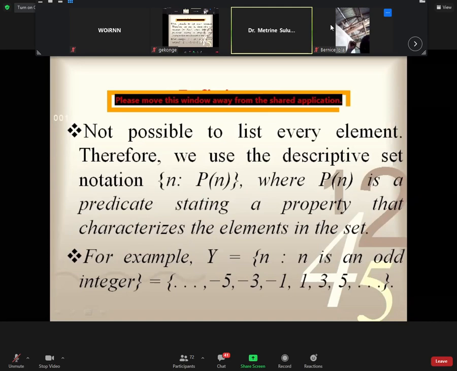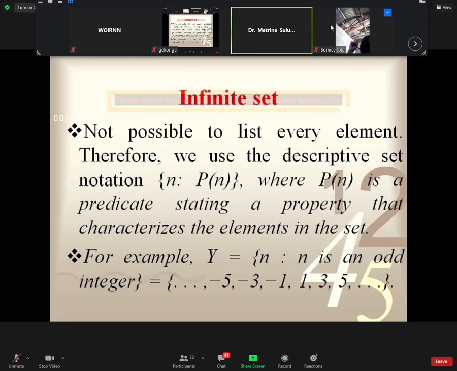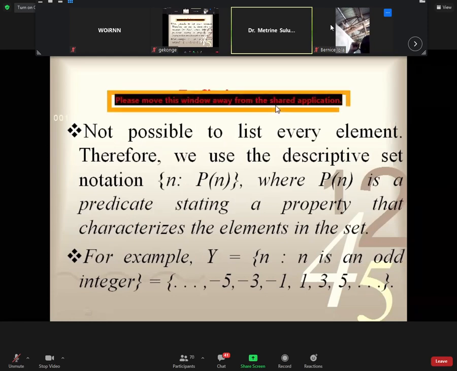Infinite set. In an infinite set, we are saying it is not possible to list every element of a set. And a good example is, we had already said Y, which was equal to open the brackets, N, for all N, such that N is an odd integer. I'm not able to list all the integers, and therefore, that's why I'm using dots from the beginning, and I'm also having dots at the end. So that qualifies to be an infinite set.